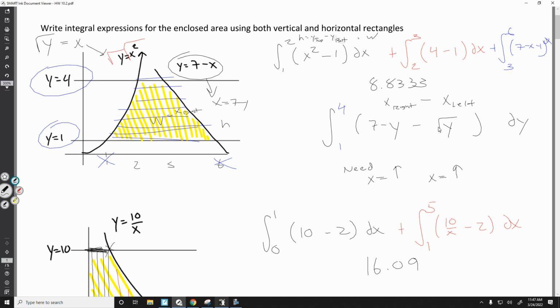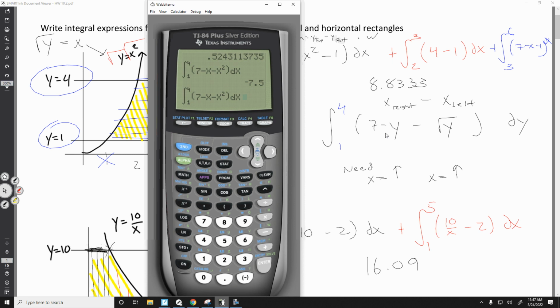Oh, how do you type y's in? Good question. You could either decide to understand that the variables are the same, so use x's. And boom, we get our correct answer.